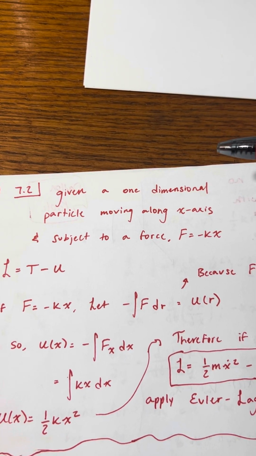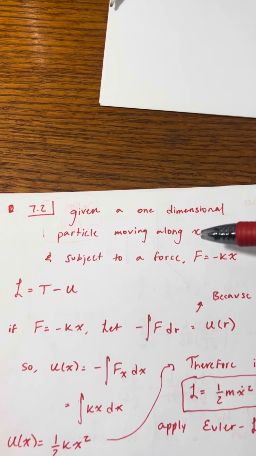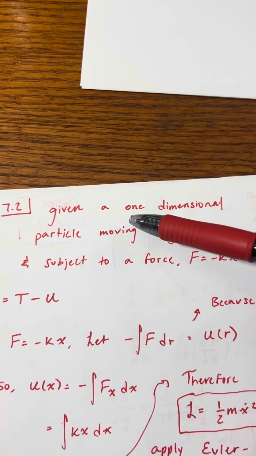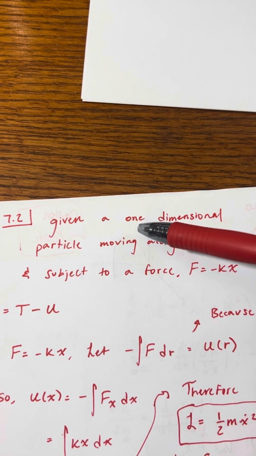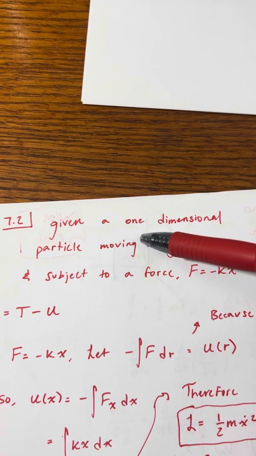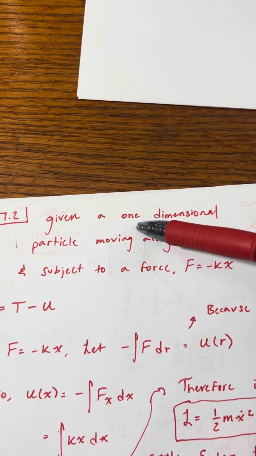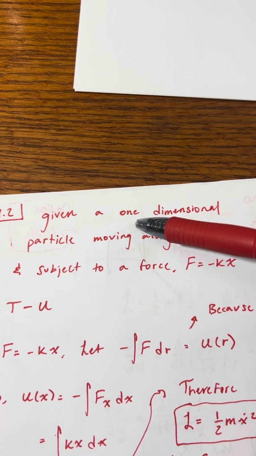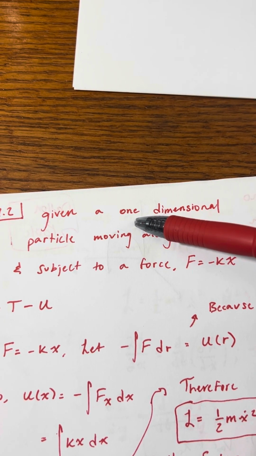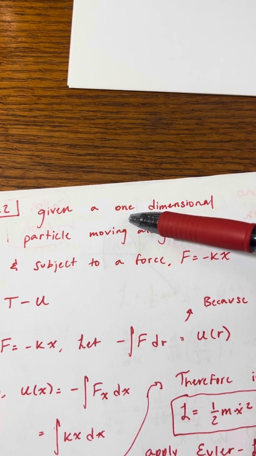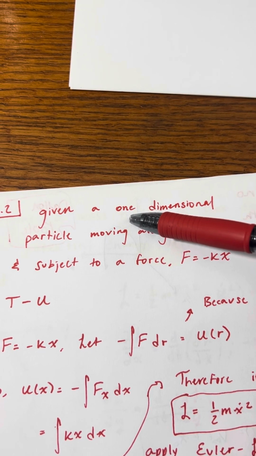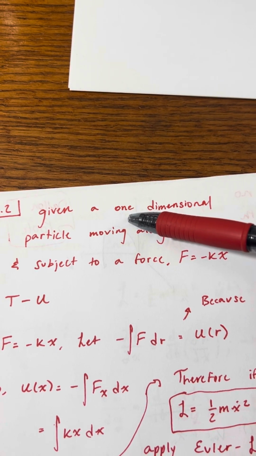What's up, physics friends? So today I'm going to work through a mechanics example, but we're going to use something called Lagrangian mechanics instead of Newtonian mechanics. So Lagrangian mechanics is a little bit more sophisticated than Newtonian mechanics.